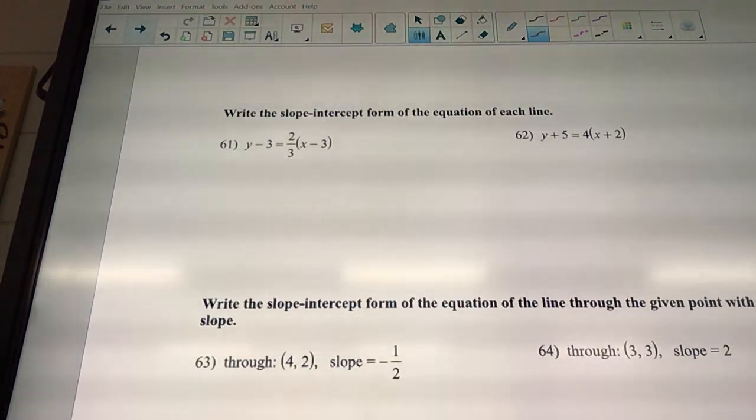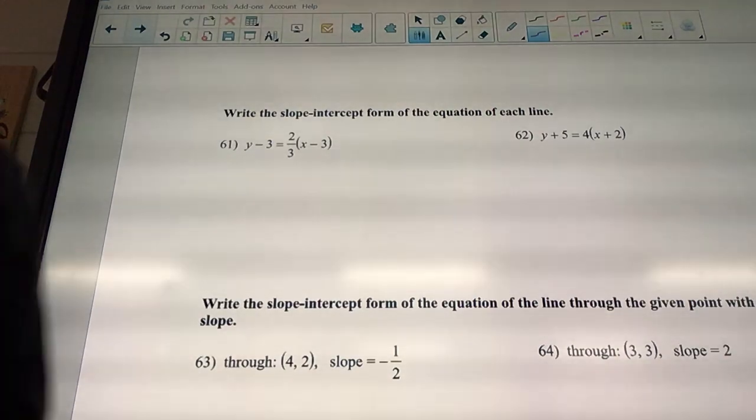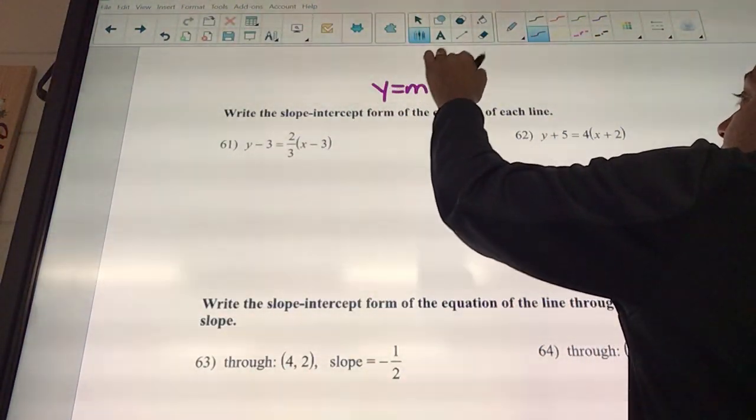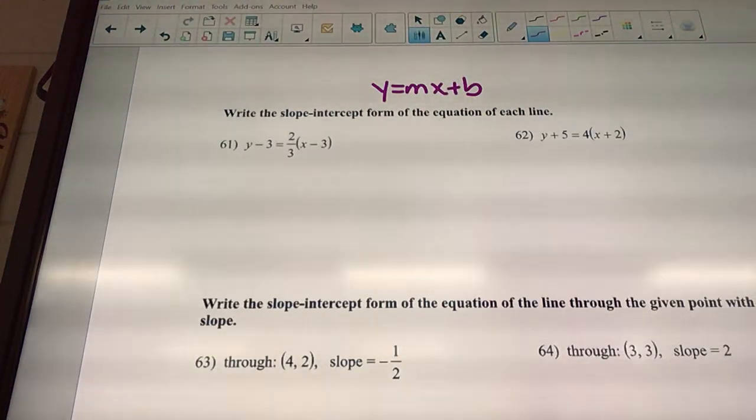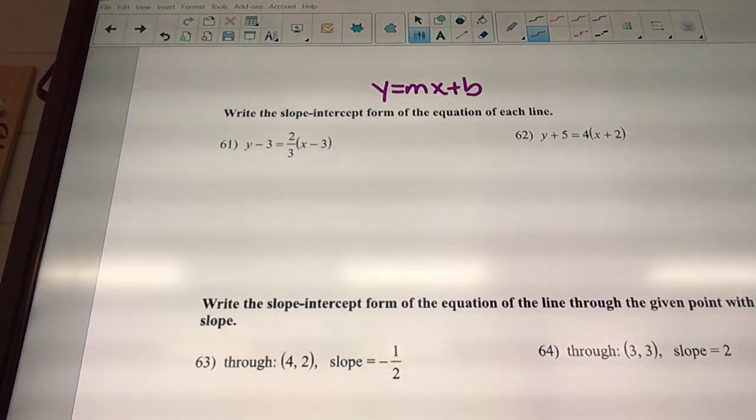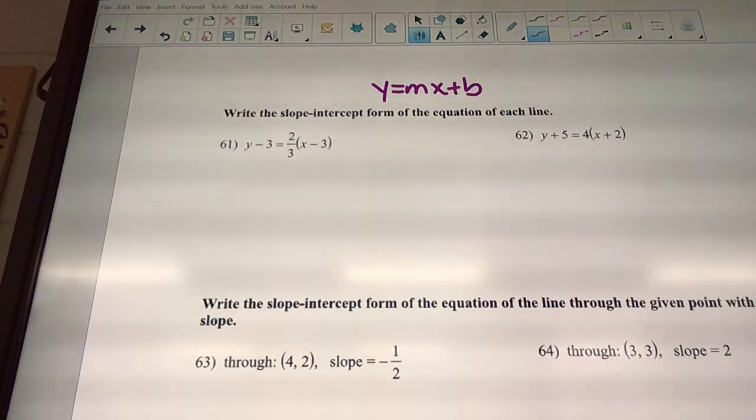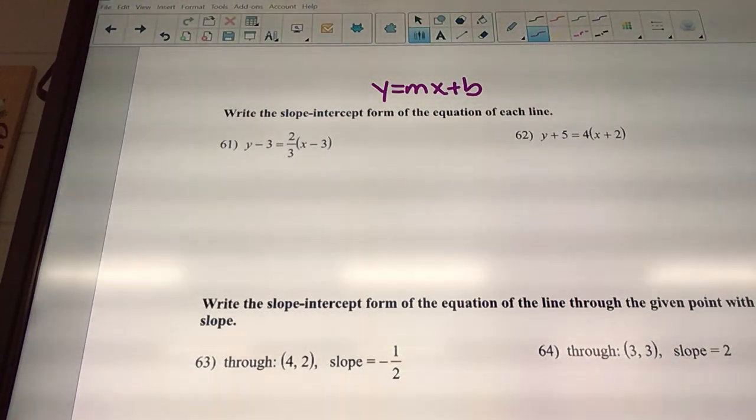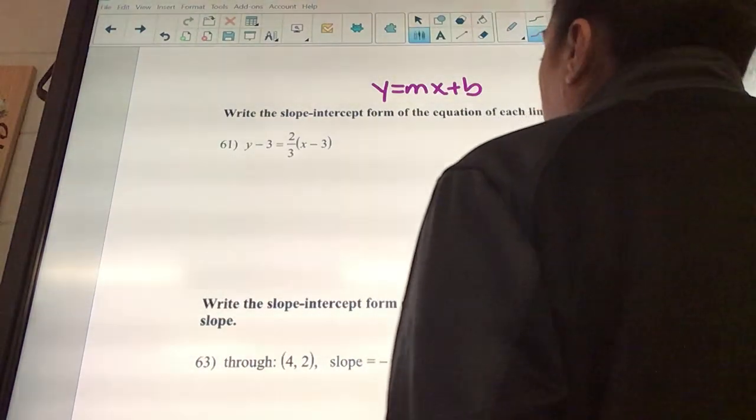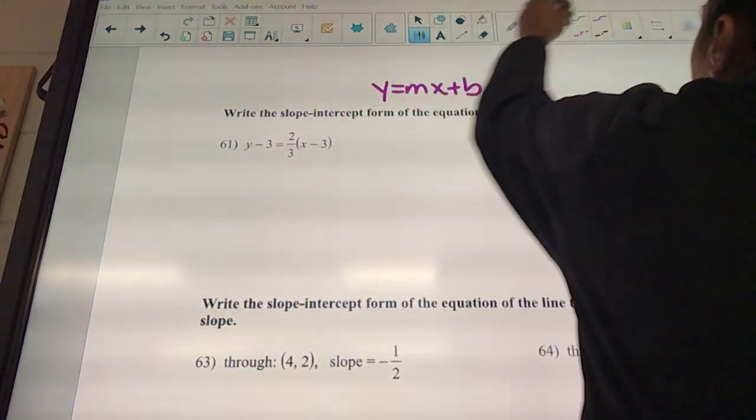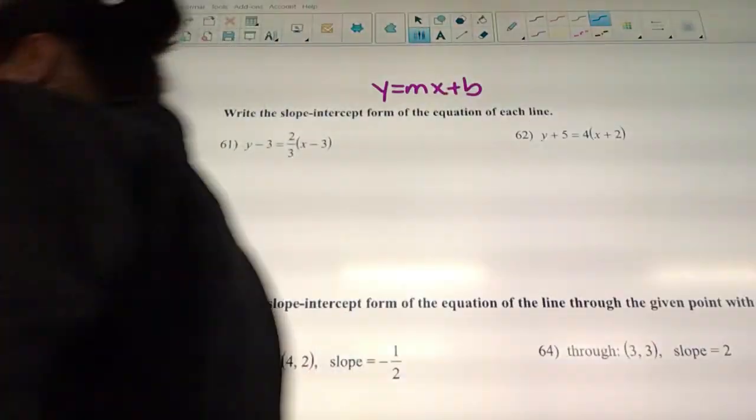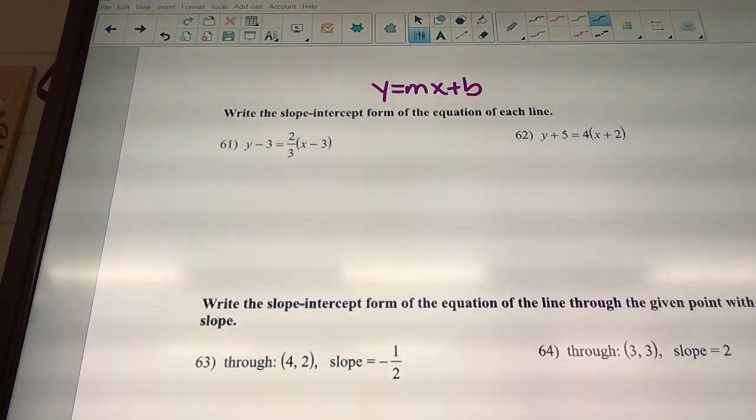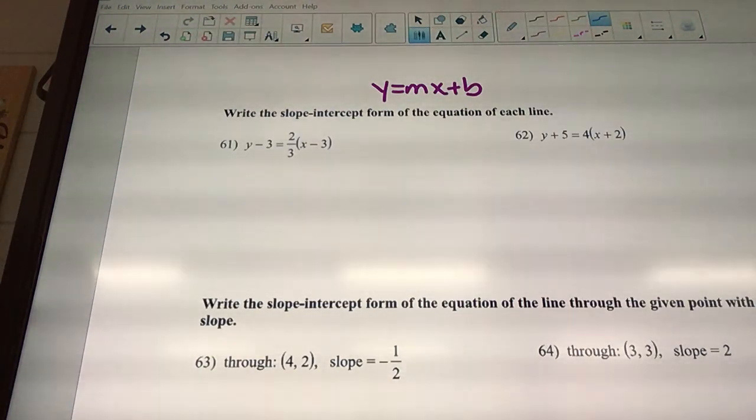Okay, 61. Essentially, you're trying to get y by itself. We need it to be in this form, y equals mx plus b, but essentially you're trying to get y by itself. So if you just look at that as an equation, what do we always do first? When you see parentheses, what does that tell you to do? You've got to distribute, or multiply.